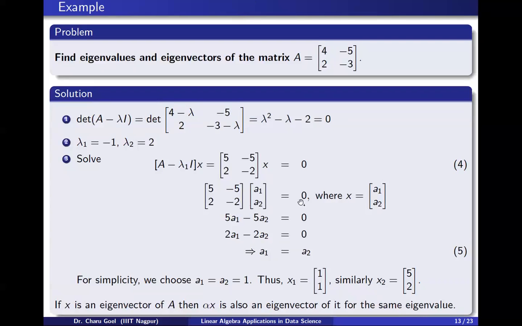Okay, and in the meanwhile, let me complete with this remark that if x is an eigenvector of A, then alpha x is also an eigenvector of A for the same eigenvalue. So if I had instead chosen a1 equal to 2 equal to a2, then my eigenvector corresponding to lambda 1 equal to minus 1 would have been 2 comma 2. Similarly, k comma k. And here it will be 5 comma 2 or 10 comma 4 or 5k comma 2k. Okay.